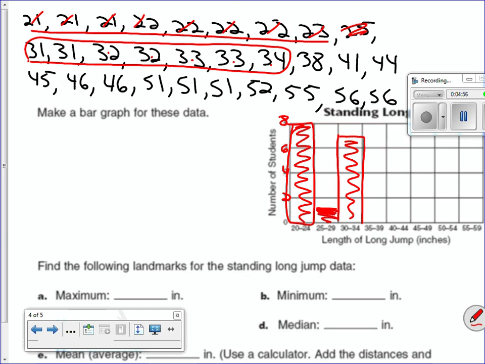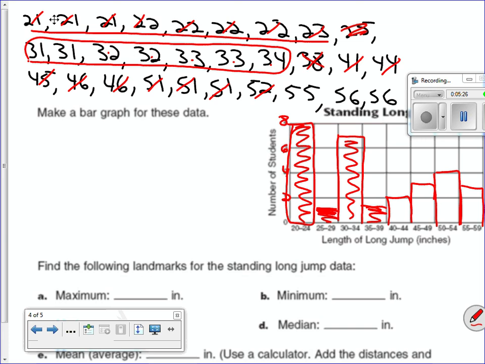From 35 to 39, I just have one number here. From 40 to 44, I have 2 numbers. From 45 to 49, I have 3 numbers. From 50 to 54, I have 1, 2, 3, 4 numbers right there. 55 to 59, I have 3 numbers. That's another way of organizing this data.